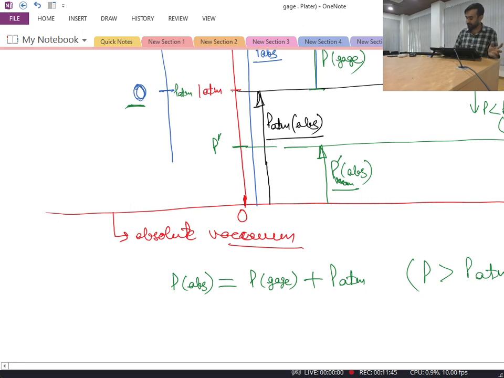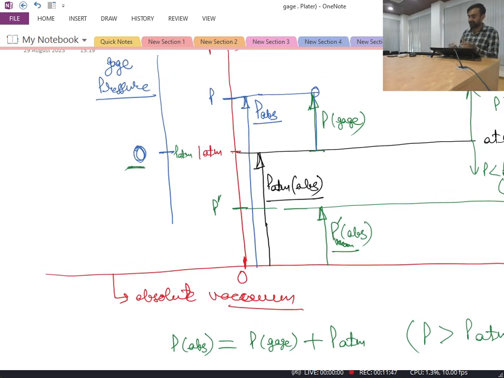Okay, on the contrary, if I have to measure a vacuum pressure, meaning the situation of pressure less than the atmospheric pressure condition.